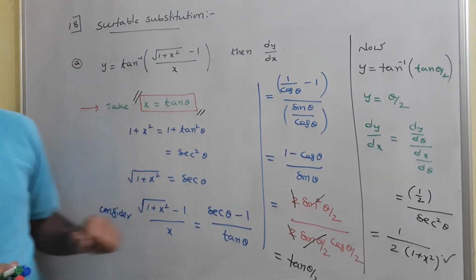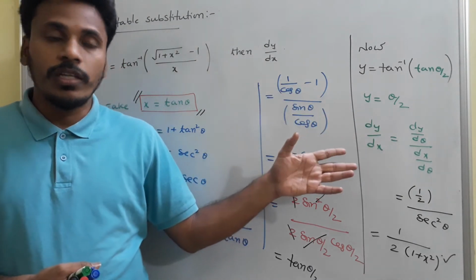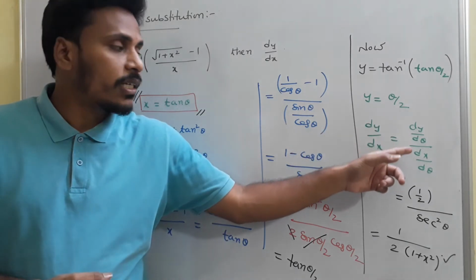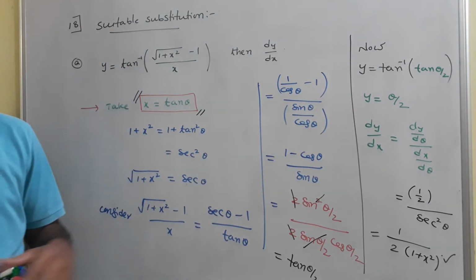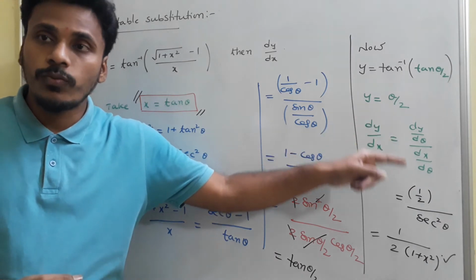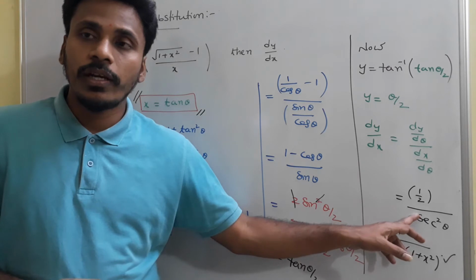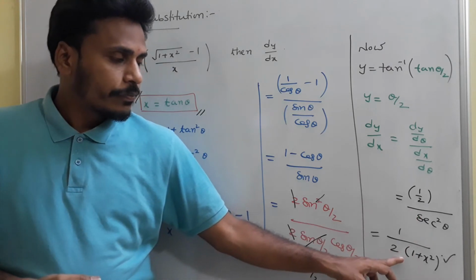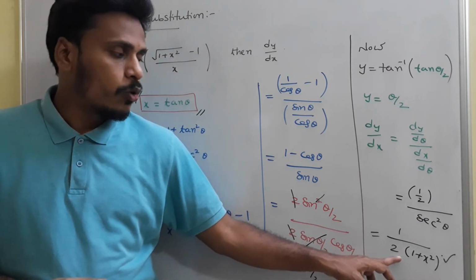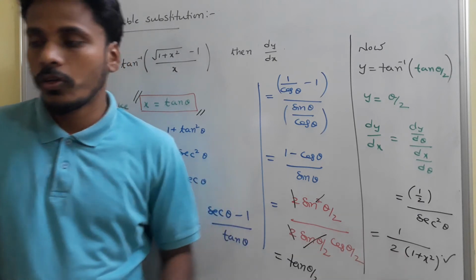X is tan theta. Dy by dx is what we require. So which is dy by d theta divided by dx by d theta. And its derivative with respect to theta is 1 by 2. And the derivative of tan theta with respect to theta is secant square theta. This is our answer, 1 by 2 of 1 plus x square. Have a look.